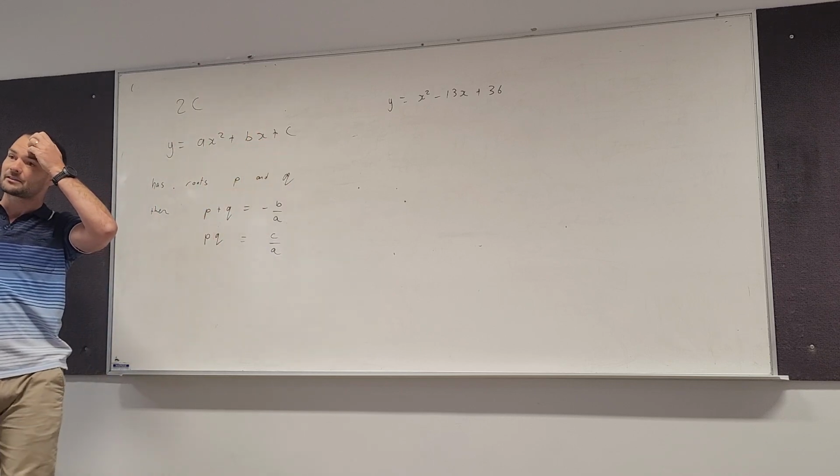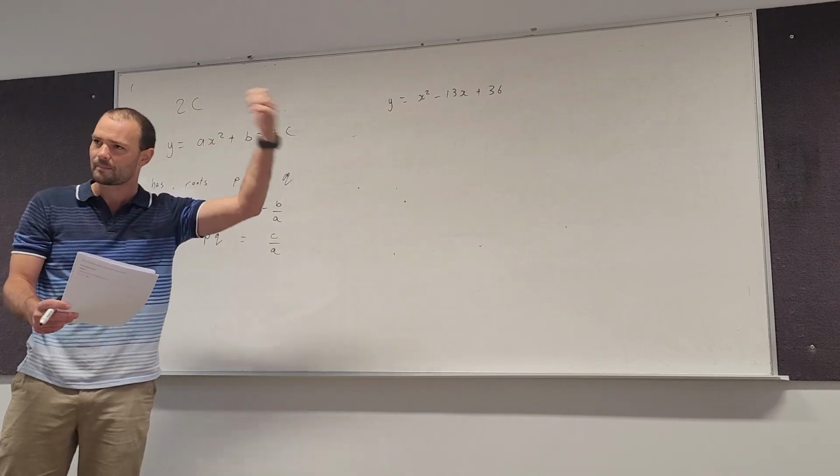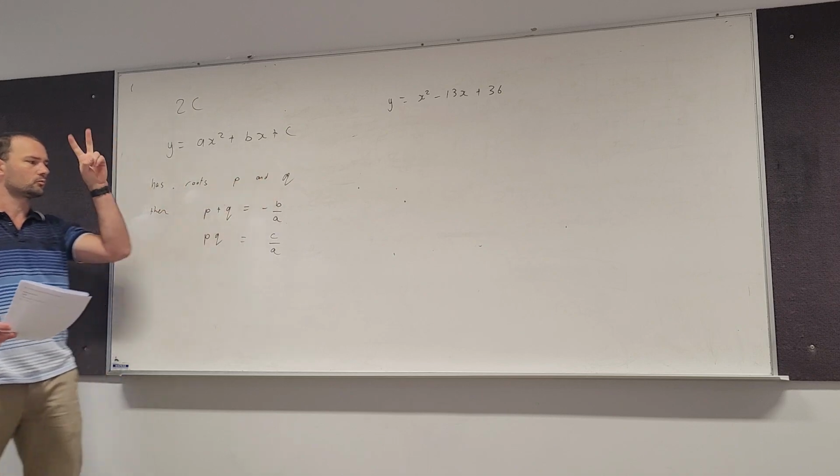And that's what we're doing with factorization, right? We're finding when does the quadratic equal 0? What are the values of x that make it equal 0? What's p and q? What are those roots?